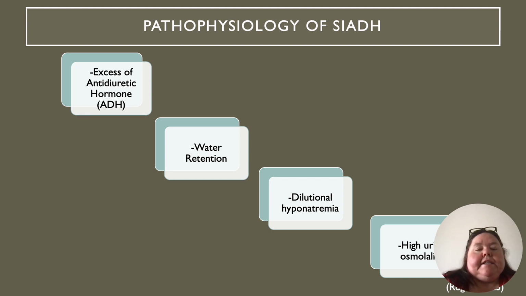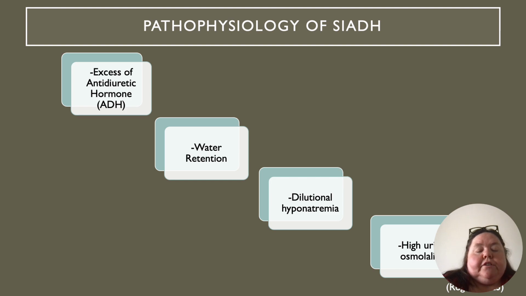SIADH is caused from an excess of antidiuretic hormone from either the pituitary itself or from another source, such as a tumor that is excreting antidiuretic hormone. This results in water retention without edema. You will also see a sodium of less than 135, and some patients will present with symptoms of hyponatremia. Those symptoms include nausea and vomiting and mental status changes.